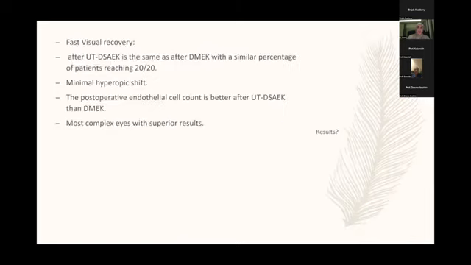Now, the good thing about ultrathin DSEK is that it has a very fast visual recovery. The recovery is the same as after DMEK, with a similar percentage of patients reaching 20/20. The hyperopic shift is minimal, and the postoperative endothelial cell count is better according to many studies. Now I'll have some counterattack maybe from Dr. Tamish. After ultrathin DSEK than DMEK. And it's the good thing that you can perform ultrathin DSEK on most complex eyes with superior results.